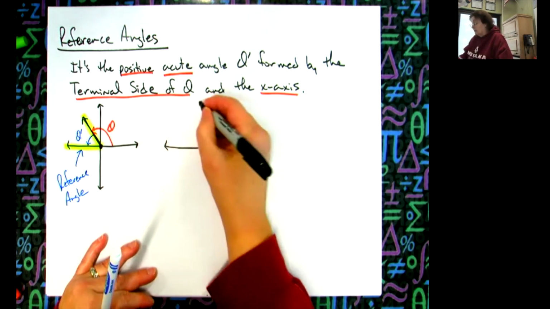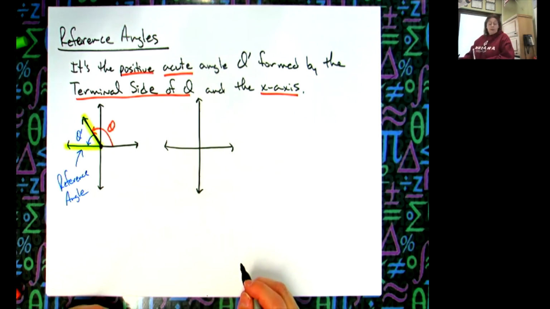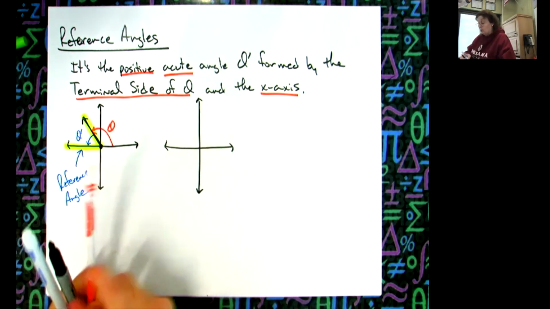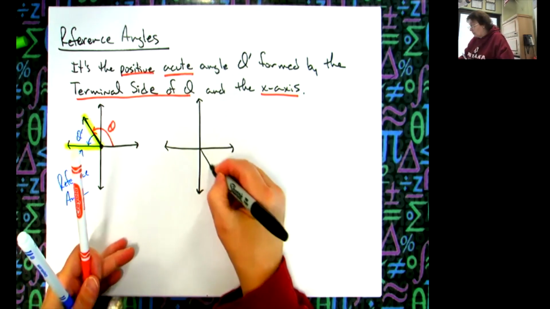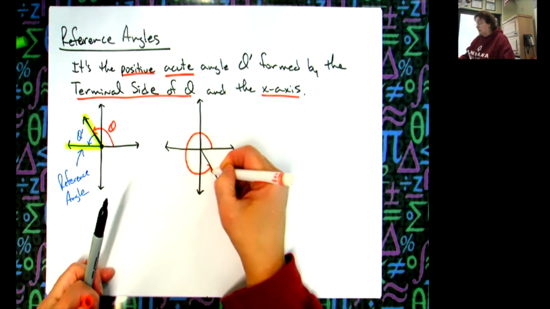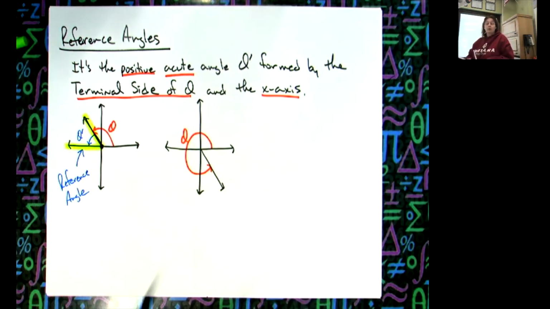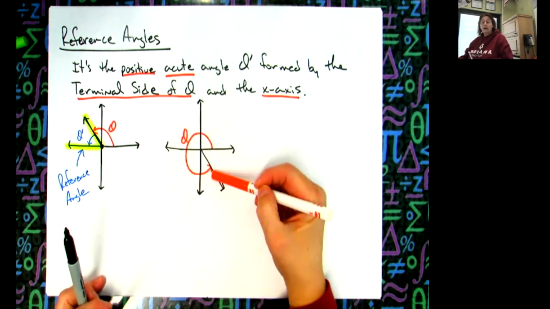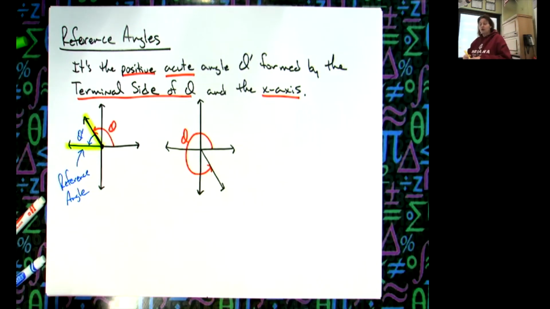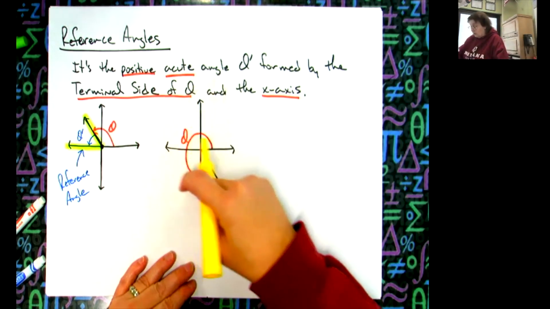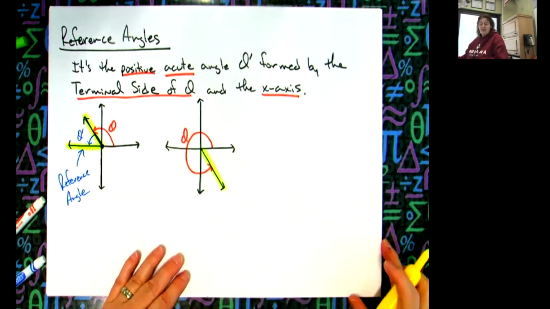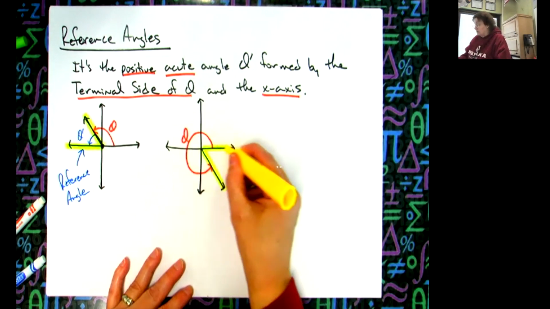Okay, let's do another one. Let's suppose that our theta is really big. Let's suppose my first angle theta goes all the way around and ends up in that fourth quadrant. So that would be a really big theta angle. My reference angle is going to be formed by the terminal side of theta. All the way around, this is where it ended, so this is my terminal side, and the x-axis is right there.